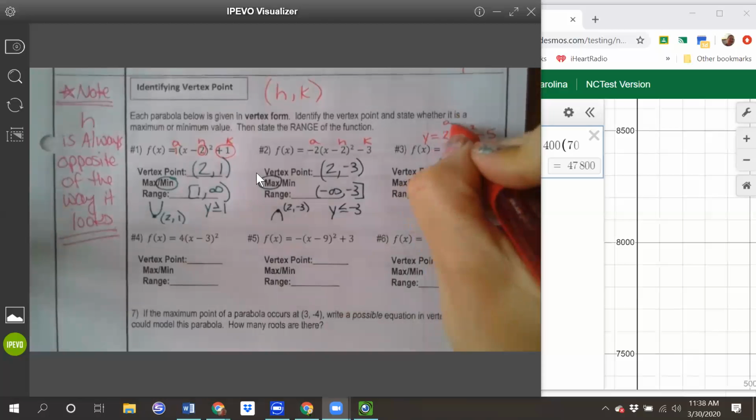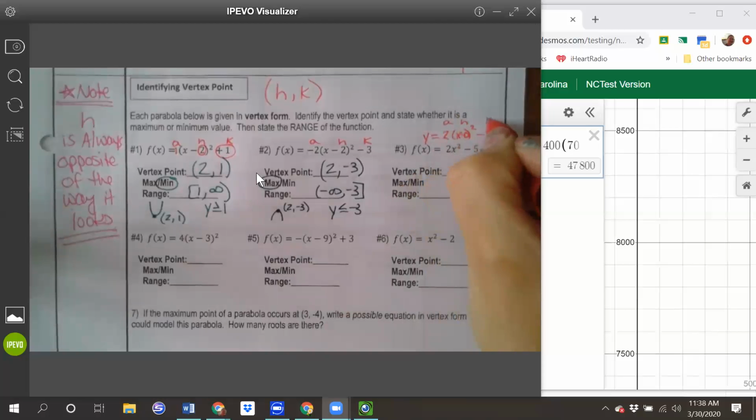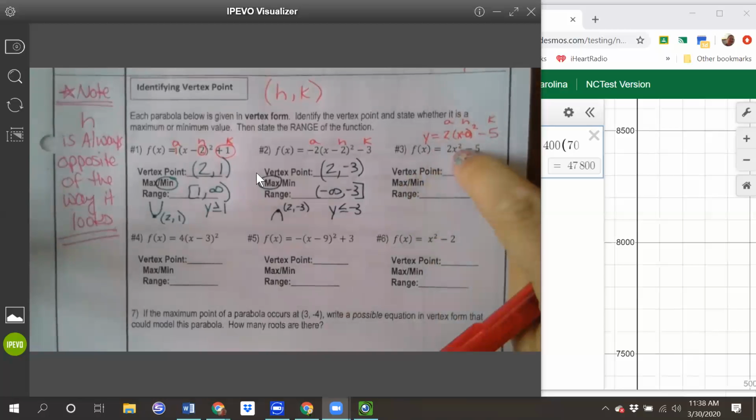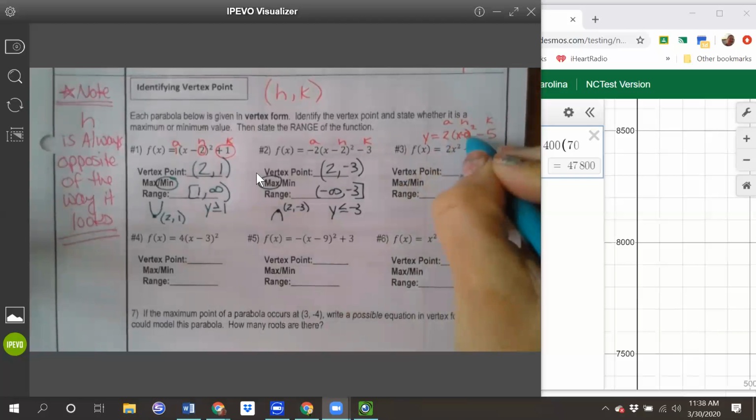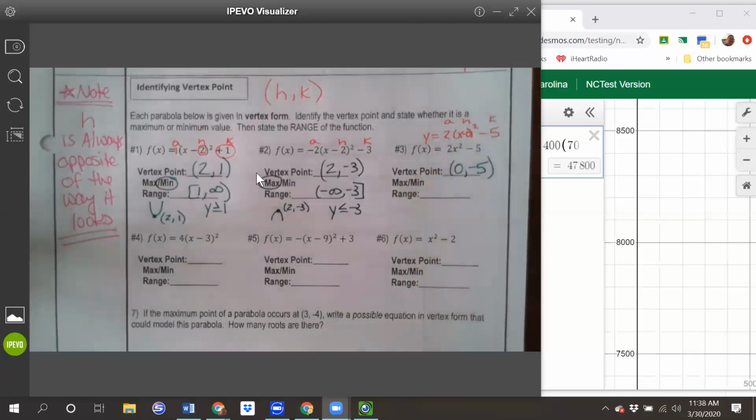So this is A, and that's H, and that is K. So x minus 0 actually just means an x squared. So the H on this one is missing. Okay, so the vertex is going to be 0 comma negative 5.